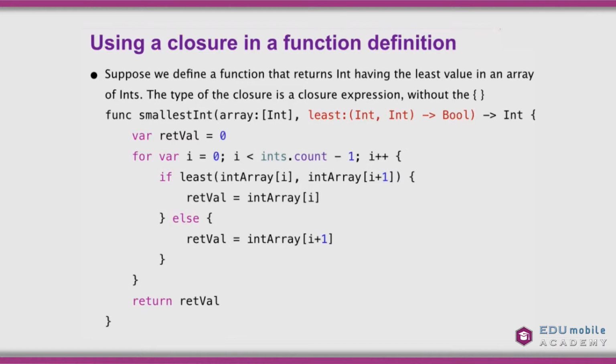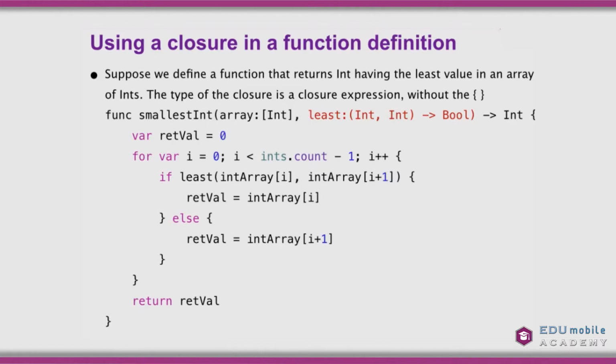And now we're going to count through the array. We're going to compare each element of the array to the next element of the array, so we only want to count the first n minus 1 elements of the array, because we're always going to be looking to the next one. So looking at this, for var I equals 0, I is less than int count minus 1, I plus plus. Now we call least. Is least defined? Not yet, but we are deferring the definition for when we call smallest int.